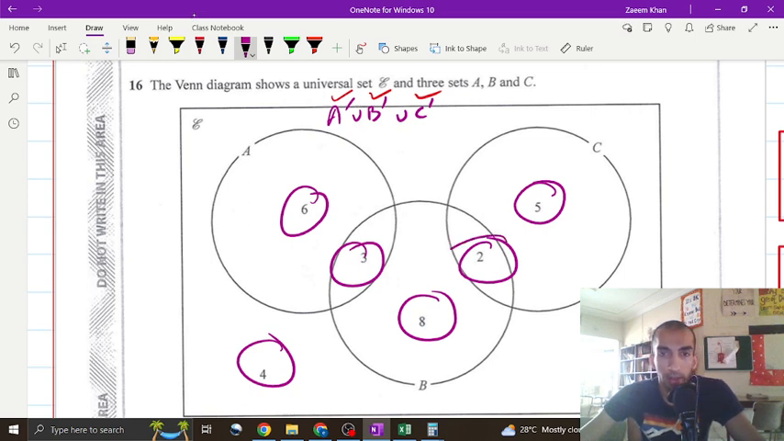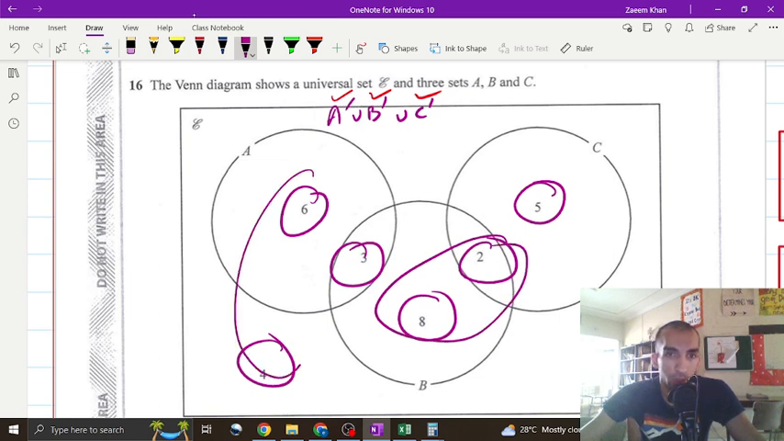28. Look, these two add up to a 10. These two add up to a 10. That's 20. And these two add up to an 8. 28. Perfect.